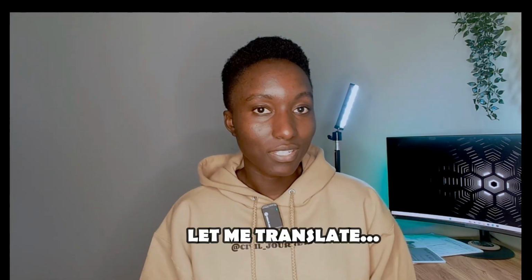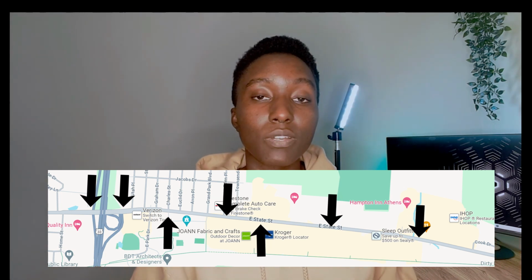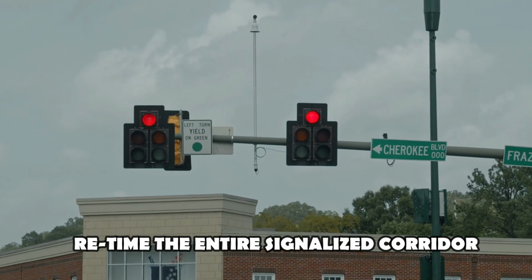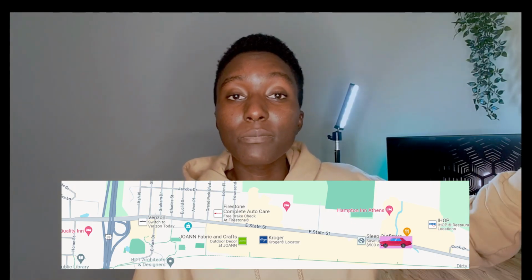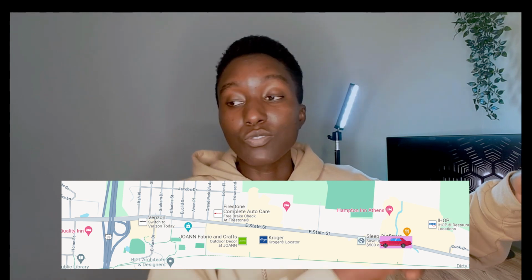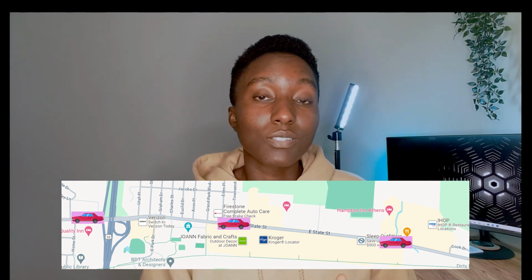Essentially, to translate that into proper English, there were a bunch of intersections back to back along this street, and we were tasked to retime the entire system to make sure that someone can start at the very beginning of a signal and drive all the way through all those signals without having to stop. That is what we were doing.